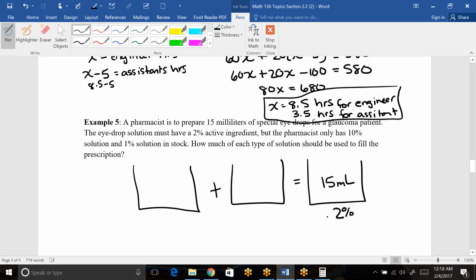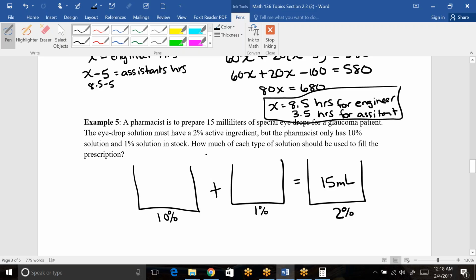I always put my percent label down here and the amount of liquid in the box, the actual beaker. So the question is how much is in each of these. So one of these is my 10% solution and the other one is a 1% solution. I already know that I should have more of the 1% because you only want this to end up being 2%. You can't add too much of the 10%.